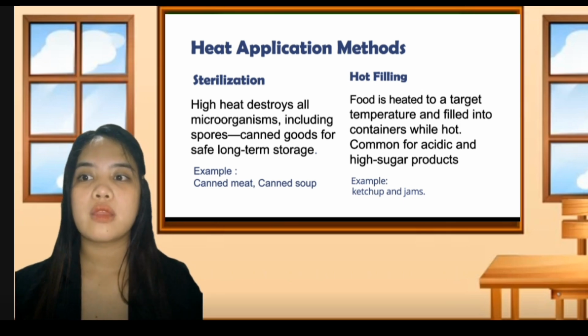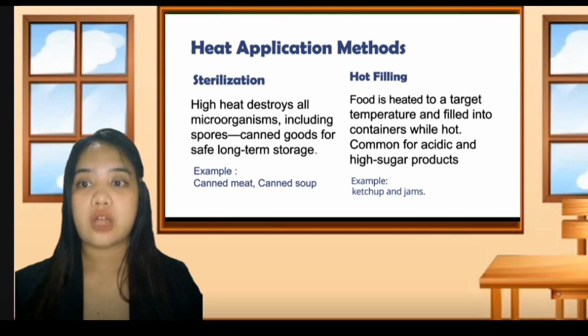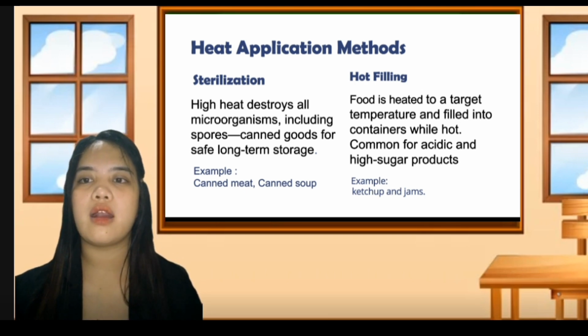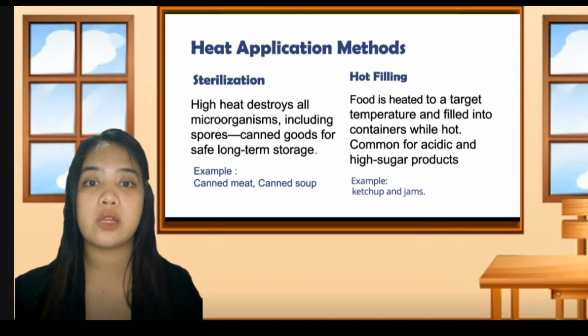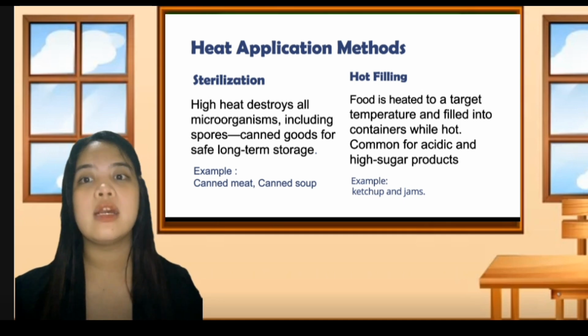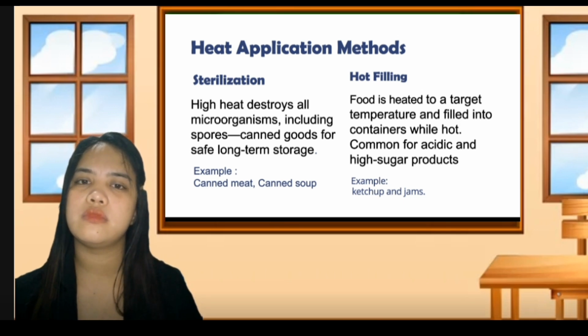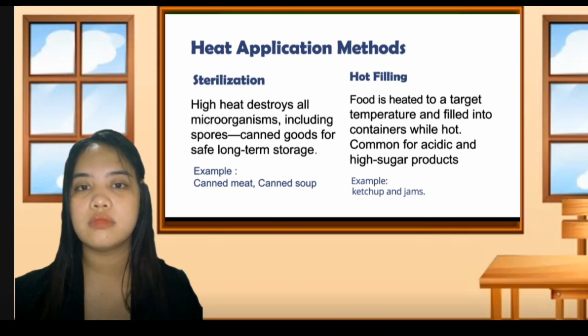Okay. Correct. Ketchup and jam are heated and then poured into jars while hot. This helps preserve their quality and extend their shelf life. So the best example of this is ketchup and jams. Though, another example? Yes, Miss Sweet.